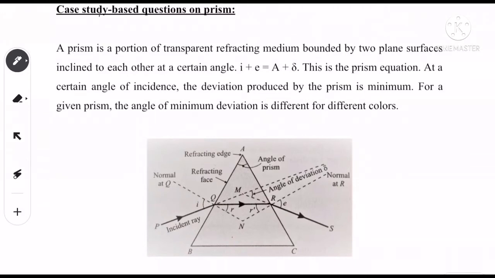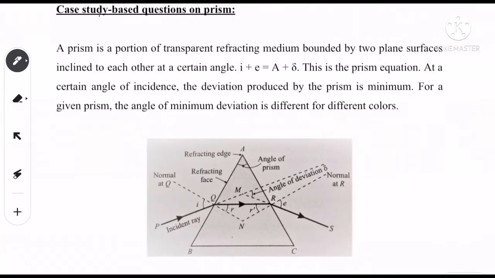Now next topic is prism. Case study based question on prism. So the paragraph is giving: a prism is a portion of transparent refractive medium bounded by 2 plane surfaces inclined to each other at a certain angle.